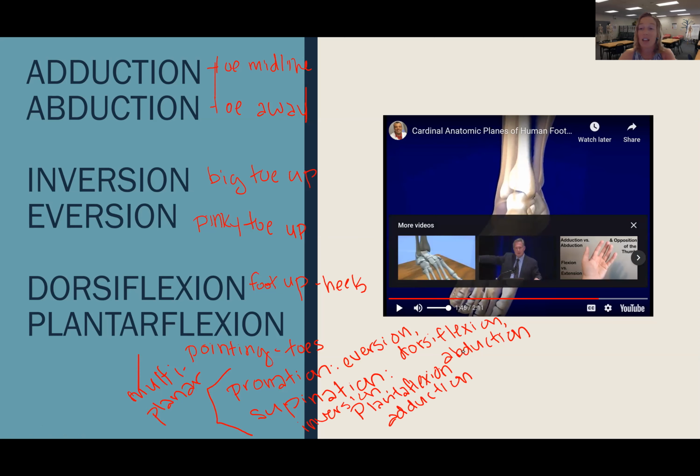So this is a lot of movement that we're talking about. So I want you guys to stand up again, and we are going to practice this a little bit more, okay? So stand up, you can sit too if you would prefer to sit. So let's start with adduction and abduction. So toes go towards the midline for adduction, away for abduction.